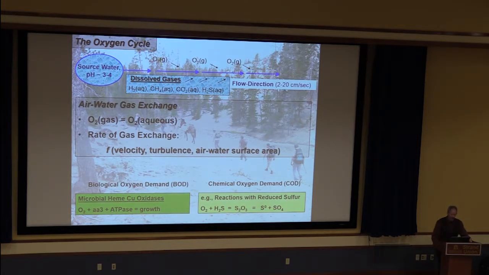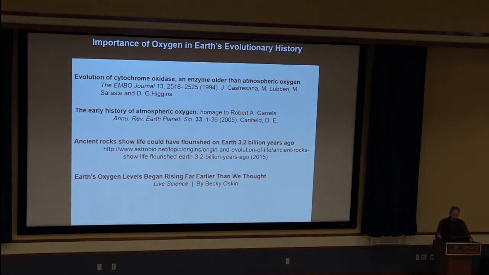That became a real eye-opener, and one that I'm still intrigued with. And that's why I'm talking about it, I guess, because I'm still quite fascinated with the whole issue of oxygen. It's quite important in terms of Earth's evolutionary history. The evolution of cytochrome oxidase, which I've studied a lot in these systems, is an enzyme older than presumably atmospheric oxygen.